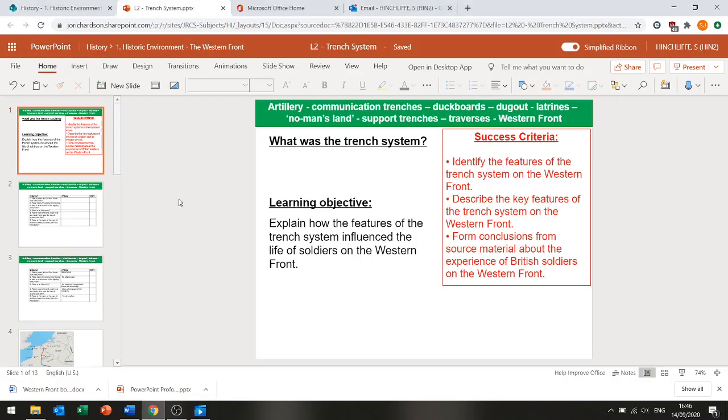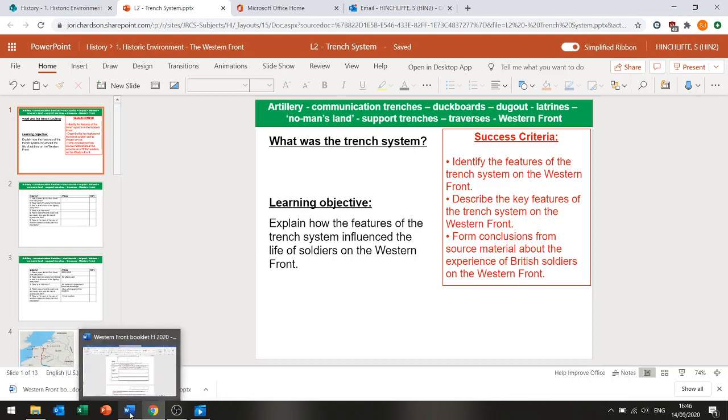Okay, hello Year 9, this is Mr. Hinchliffe from the History Department, and what we're going to do here is look at Lesson 1 of Year 9 History, which will lead us up to about October half term.